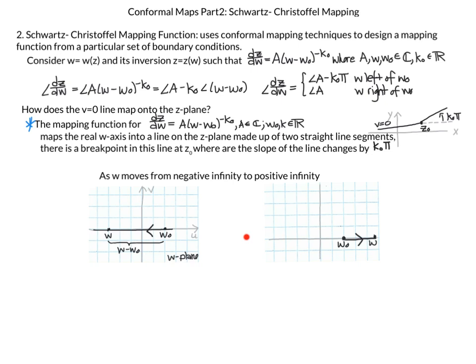Over here, when we're traveling from negative infinity to infinity, our w minus w naught vector is in the same direction, so we make no change here. So in our phase of dz/dw, this term goes away, and we're left with the phase of A when w is to the right of w naught.